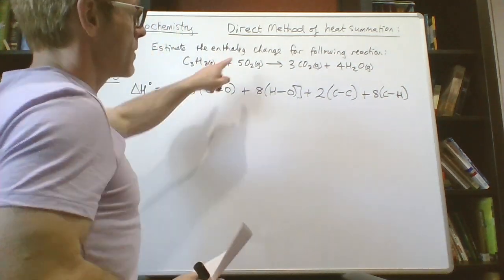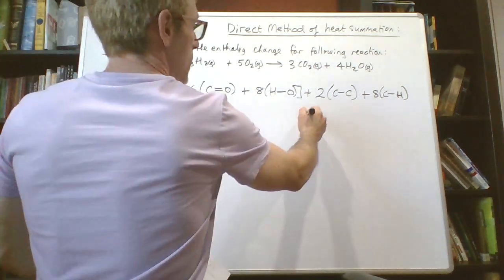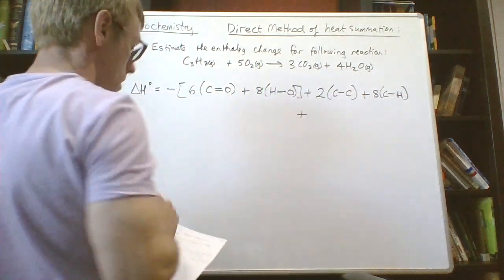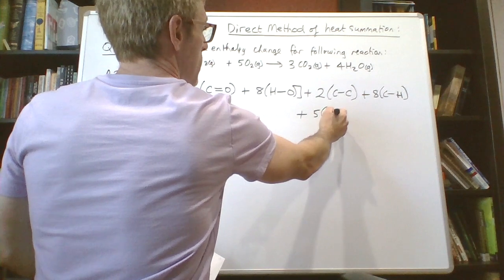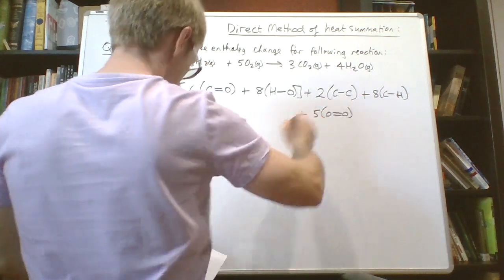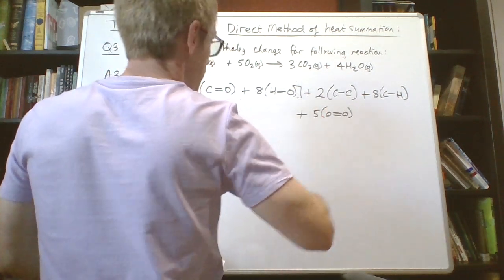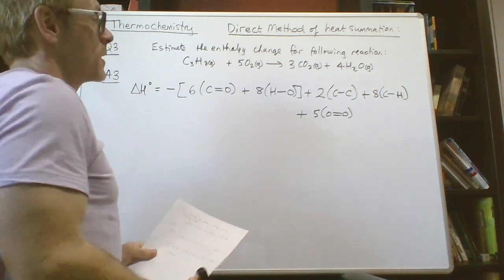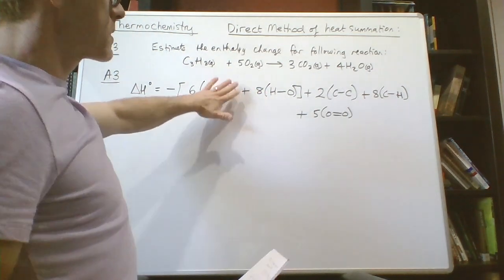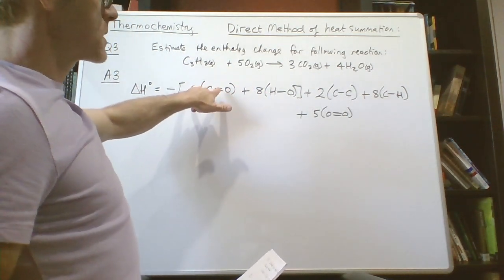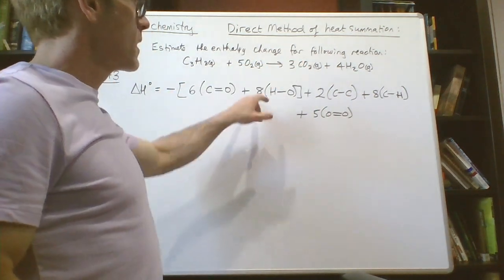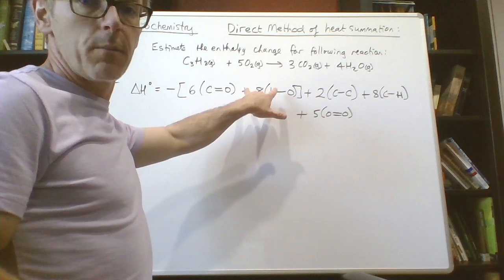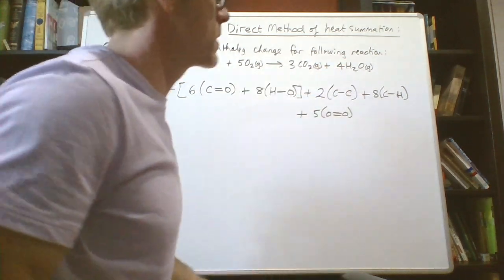And I also have 5 lots of the bond between oxygen and itself, and it's a double bond. Okay? So again, these are my products. 6 carbon double bonds in 3 molecules of CO2. 8 hydrogen single bonds with oxygen in 4 molecules of H2O.